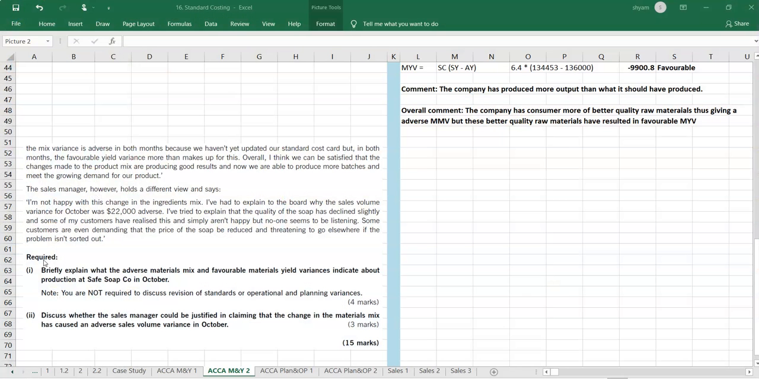Start from this question. Required: briefly explain what the adverse material mix and the favorable material yield variance indicate about production at Safe Soap Co. in October. Okay, so he's not asking about the previous question that was in September. This was in October. So that we have to explain. You are not required to discuss revision of standards or operational and planning variances. So don't tell about that and all. And discuss whether the sales manager could be justified in claiming that the change in material mix has caused an adverse sales volume variance in October.